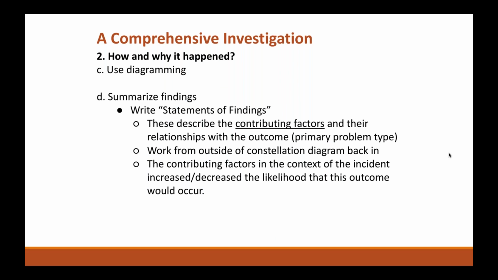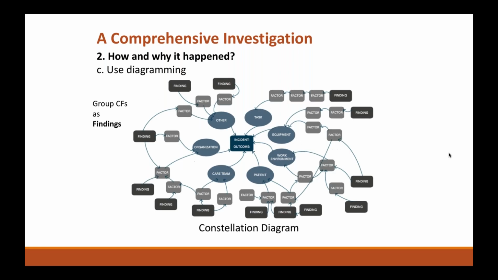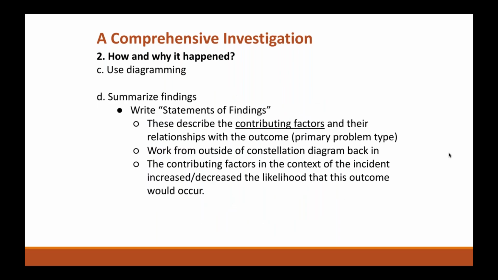Okay, once we have determined the findings of the investigation, so we've determined what ultimately gave rise to the incident that occurred, the contributing factors, we need to make a statement of findings. And this statement of findings essentially describes the contributing factors and the relationships with the outcome, or in other words, the relationship between the contributing factors and the primary problem type. And to do this, as we just saw, we're working from the outside of the constellation diagram back into the center, where we have the incident that occurred or was detected.